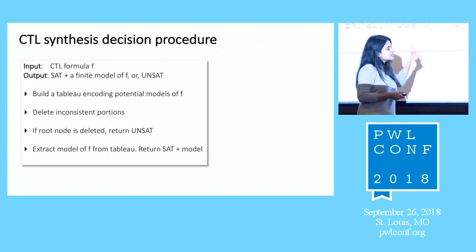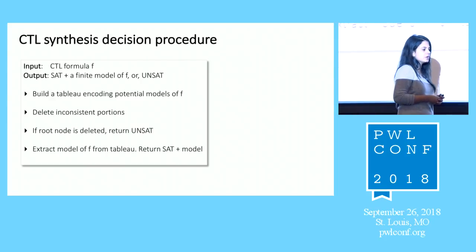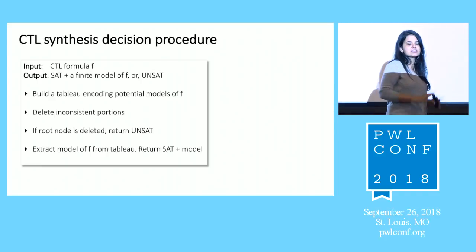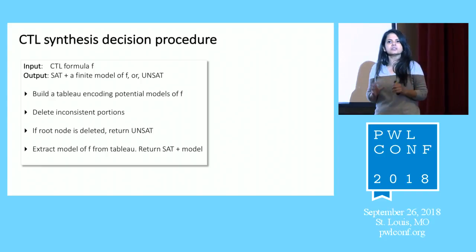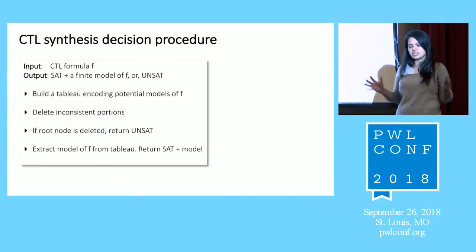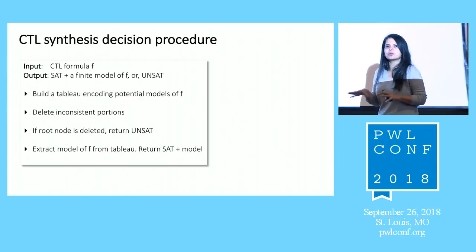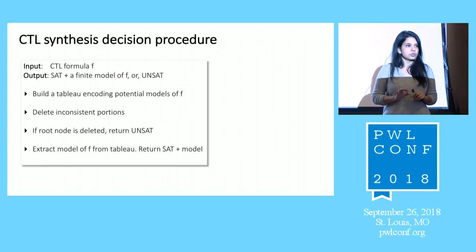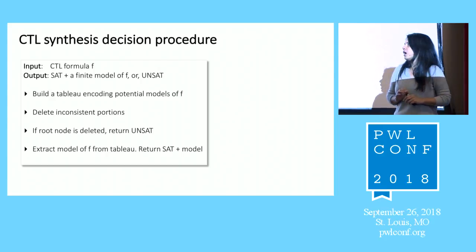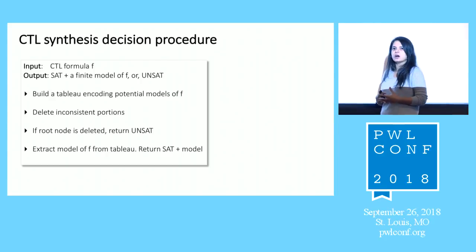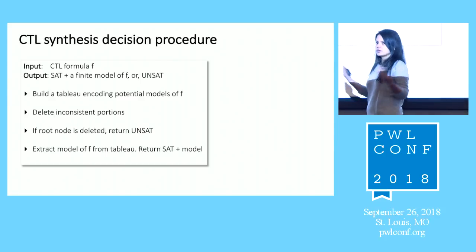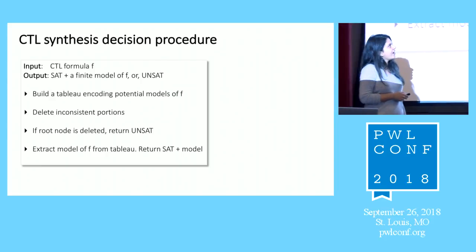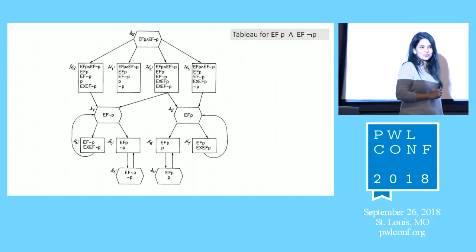These are the basic steps of the CTL decision procedure, where in the first step you construct what is called a tableau, which in some way encodes all the possible models of the CTL formula in question. This is an initial tableau. Then in the next step, you check this tableau for inconsistencies and delete any inconsistent portions of the tableau. If you end up deleting the root node, then you declare the formula to be unsatisfiable. Otherwise, you can extract a model of the CTL formula from this tableau and return that the formula is satisfiable, along with the model. So here is what a tableau looks like.